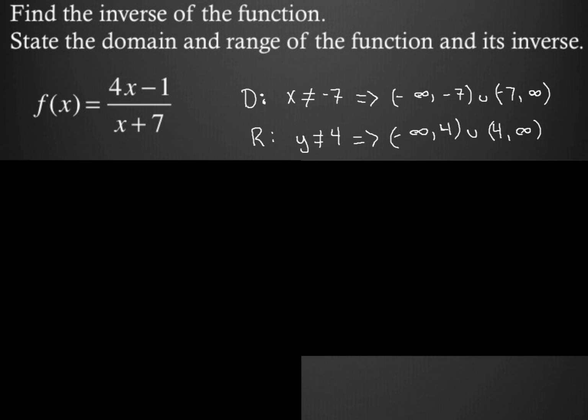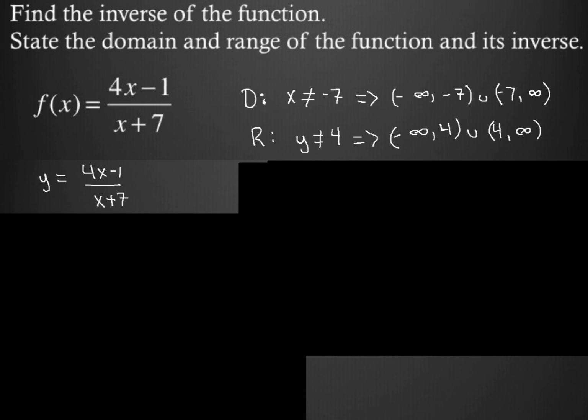So we've got the domain and range of our function sorted out. Now the next piece we're going to do is go ahead along with the rest of the steps. Step 2 said just switch the variables x and y. Right now we just have f of x, so that's just a fancy way of saying y. So we're going to have y equals (4x minus 1) over (x plus 7). And then comes the switch.